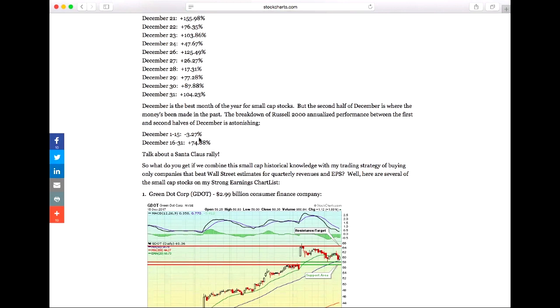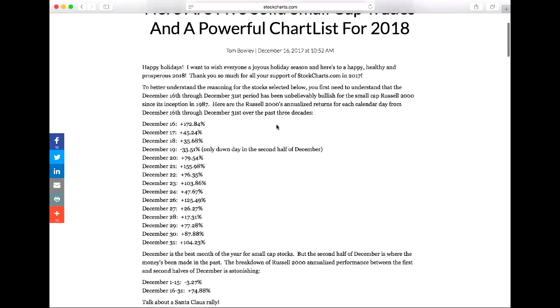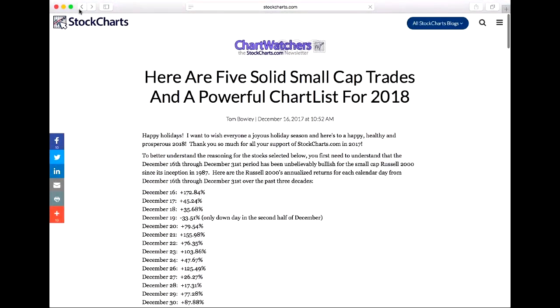December 1st to the 15th shows a minus 3.27% annualized return over the last 30 years. That first half of December lined up almost perfectly again this year. The Russell 2000 didn't do a whole lot in the first 15 days, but it is starting to catch fire. And look at the annualized return in the second half of December for the Russell 2000. So there's something to be said for it. No guarantees. History never gives us any guarantees, but the odds certainly seem to be in favor of the bulls. So with that, I'm going to take a look at one final article.